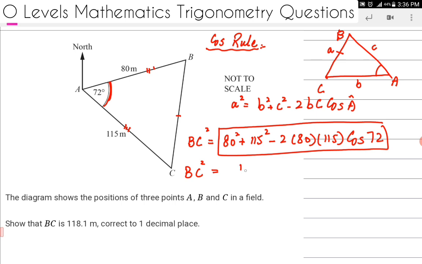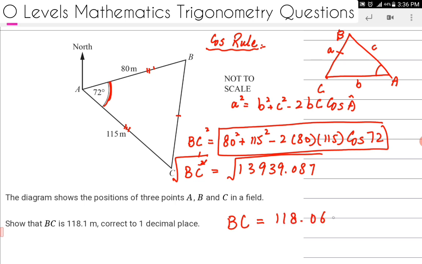And this is 139.087. This is the answer I'm getting, and we need to take the square root of it. So BC is going to be the square root of the answer, and we are getting 118.06. They are asking us to find the answer to one decimal place, so BC is going to be 118.1, correct to one decimal place, right?